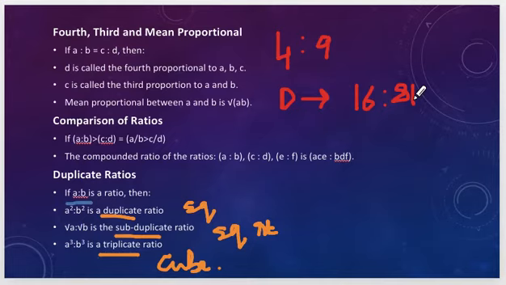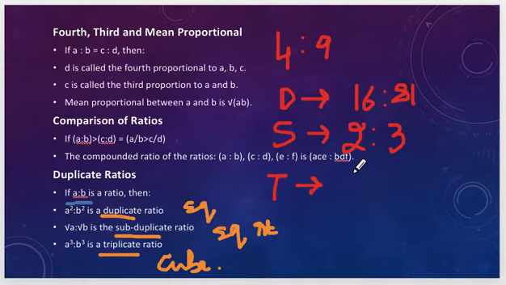Then subduplicate ratio, that is, you are going to do the square root. So doing the square root, the square root of 4 is 2, the square root of 9 is 3. So this is going to be the subduplicate ratio. Now the triplicate ratio, that is, you're going to do the cubes of the numerator and denominator. So 4 cube is 64 and 9 cube is 729.